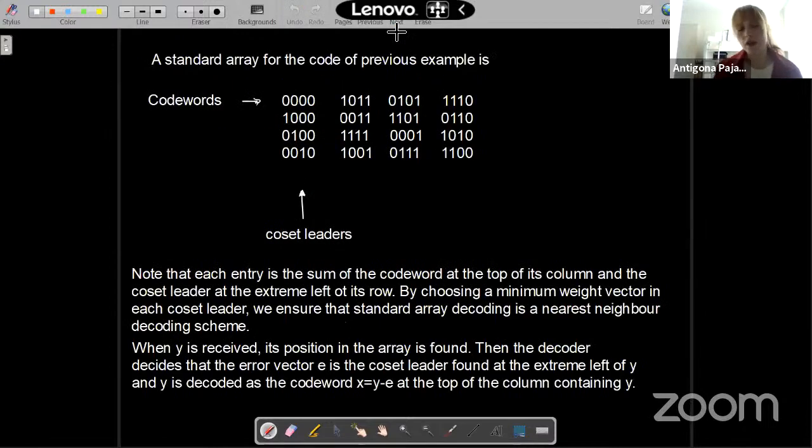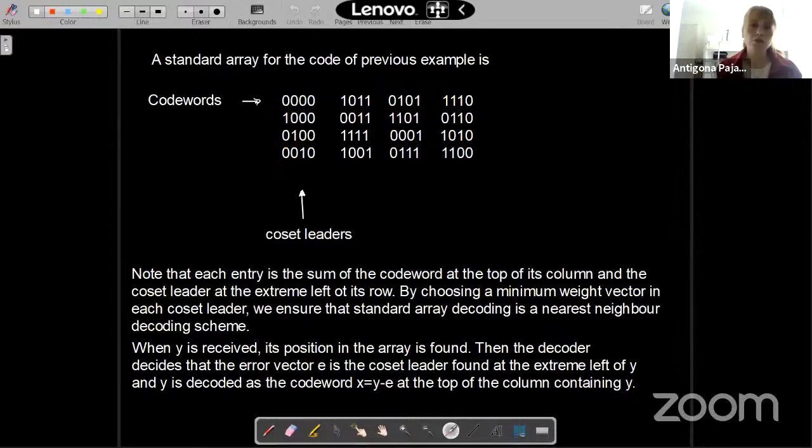What I'm going to do is write them in a standard array. So here we have the first column, these were our A's, and then here are the other entries of the cosets. So we looked at it like this. The code words are in the first row, and the coset leaders are in the first column because they are of minimum weight. Now, we note that each entry is the sum of the code word at the top of its column and the coset leader at the extreme left of its row.